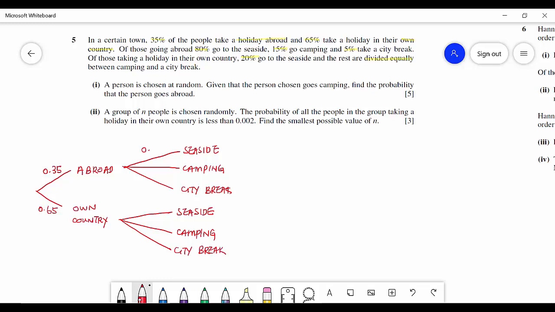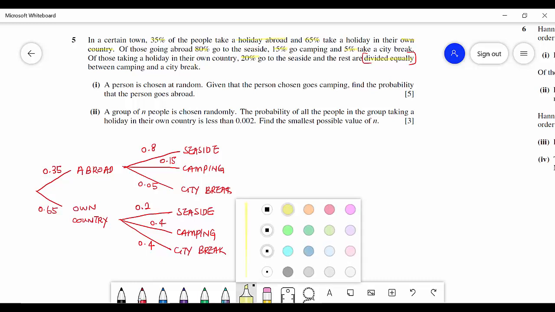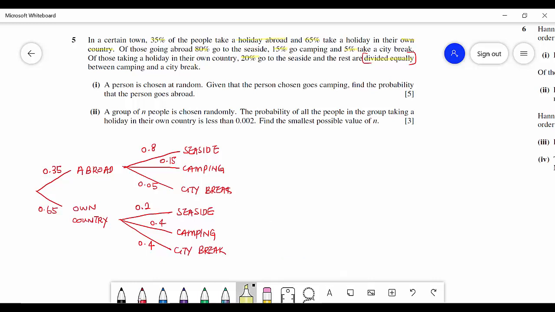So the first one, go to seaside is 80%, then camping 15%, and the rest will be city break, which is 5%. Then for own country, go to seaside is 20%, so 0.2, and after that it divides equally. The remaining will be 80%, so for 80%, they divide equally, which means each of the activity we are having 40% each, so 0.4 and also 0.4. So from here you can see that this is a complete tree diagram for us to do the calculation later.